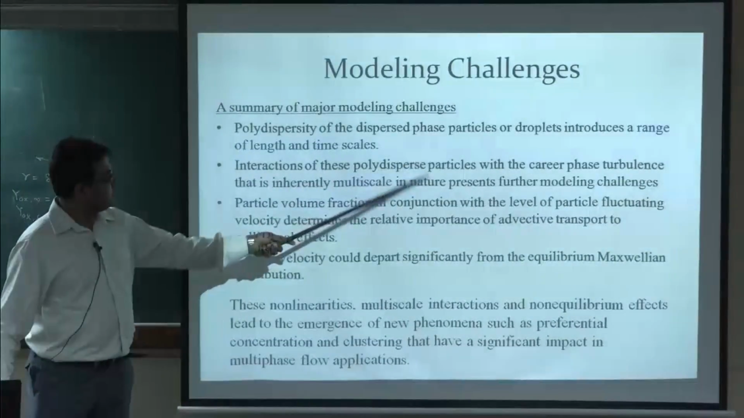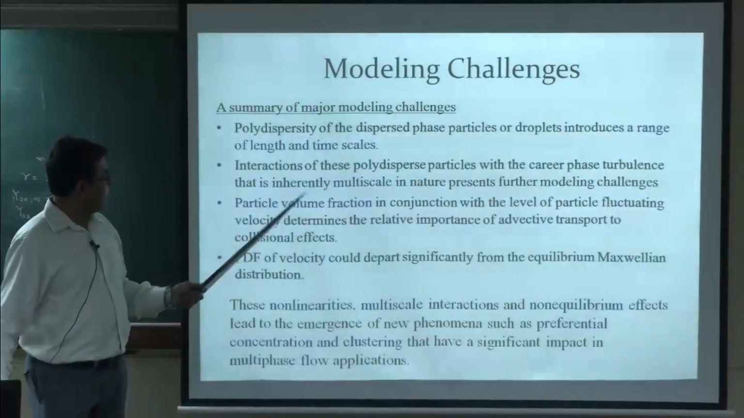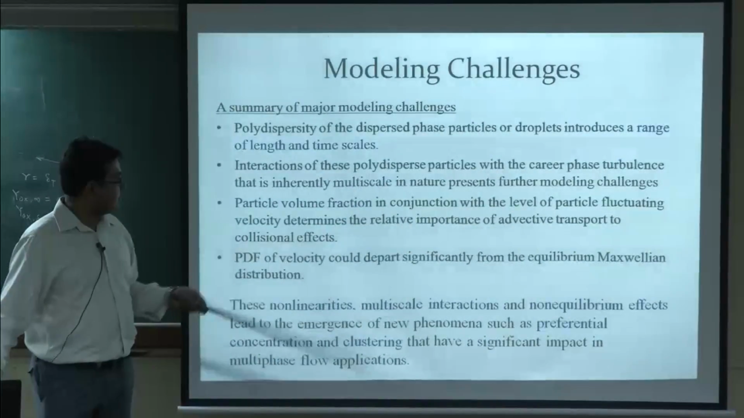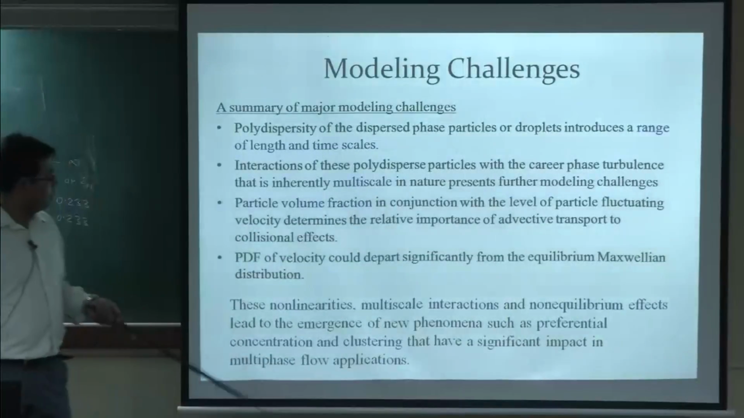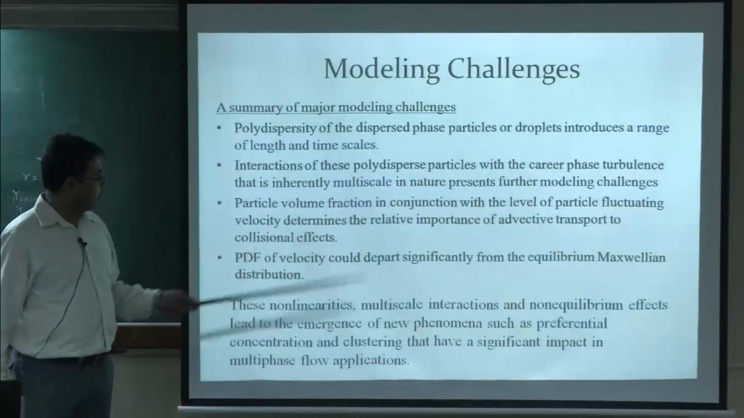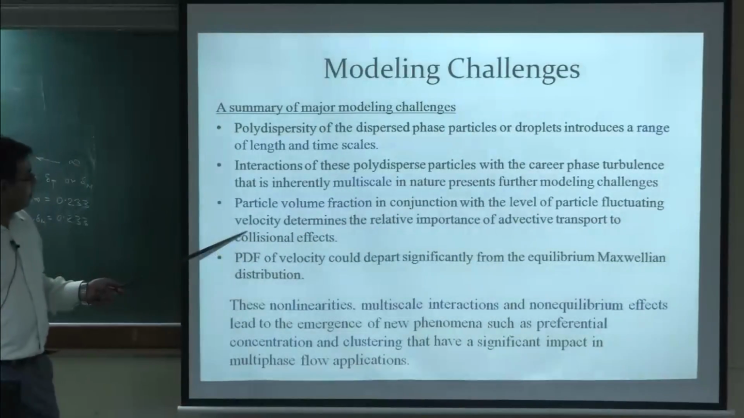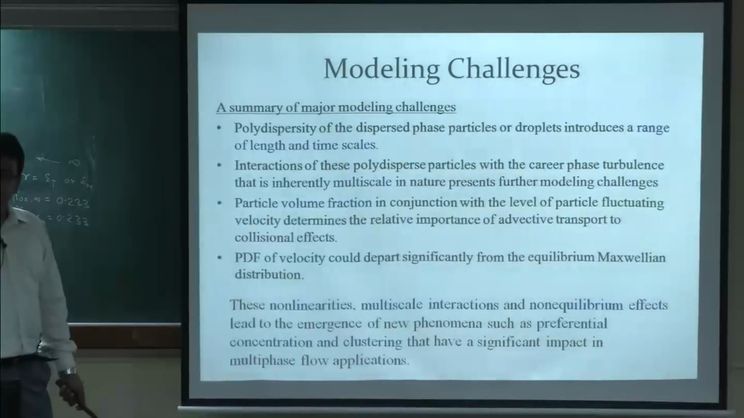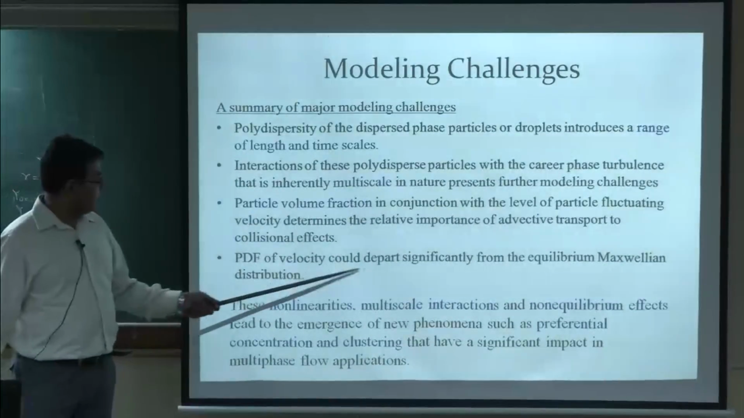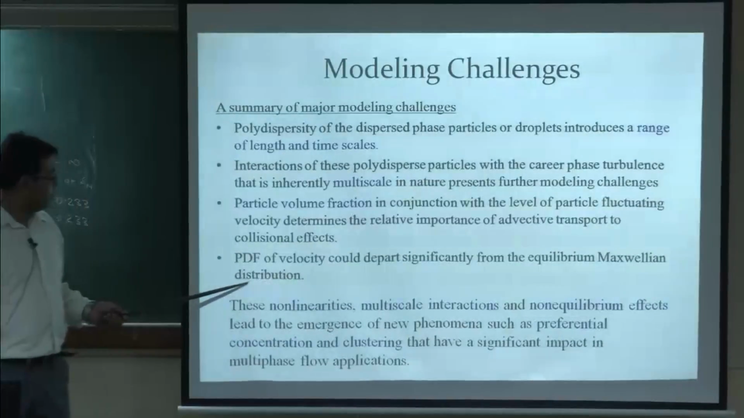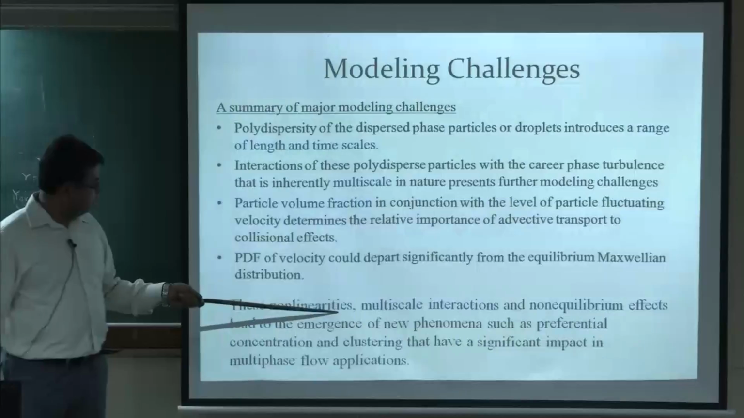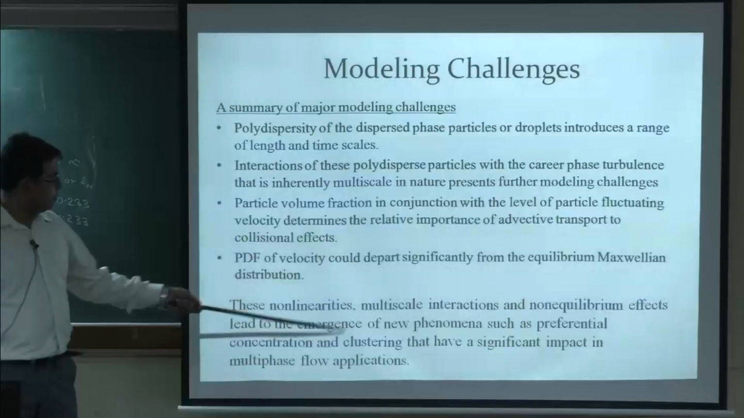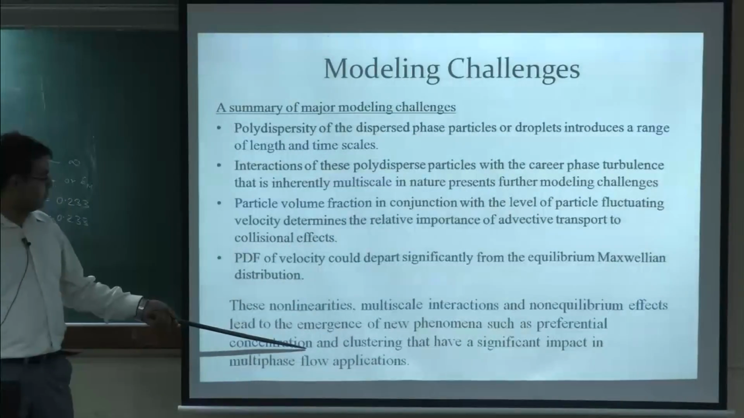Interactions of these polydispersed particles with the carrier phase turbulence are inherently multiscale in nature. Turbulence, as you have already seen, is multiscale in nature and it presents further modeling challenges. Particle volume fraction in conjunction with the level of particle fluctuating velocity determines the relative importance of advection transport to collisional effects. So, the PDF of velocity could depart significantly from the equilibrium Maxwellian distribution. These nonlinearities, multiscale interactions and non-equilibrium effects lead to the emergence of new phenomena such as preferential concentration and clustering.